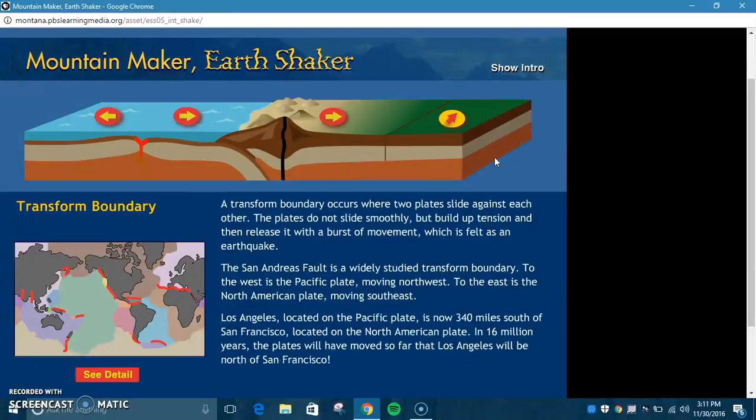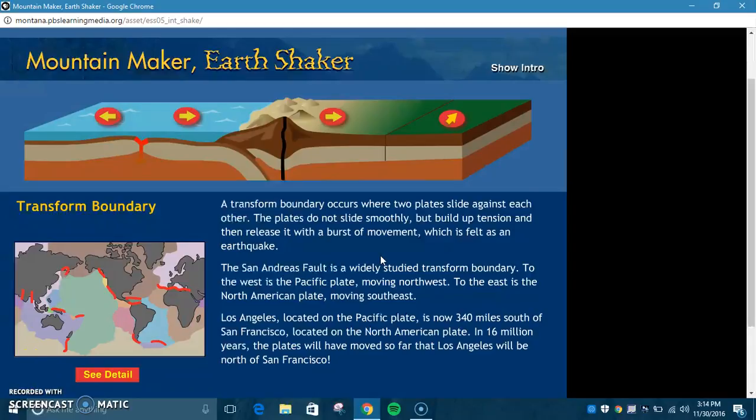And finally, we have transform boundaries. This is where two plates slide against each other. They're not always sliding very smooth against each other, and this can cause a lot of tension between the two plates. A lot of times earthquakes are caused by transform boundaries. We see this along the west coast of the U.S. in California. That is a transform plate boundary.